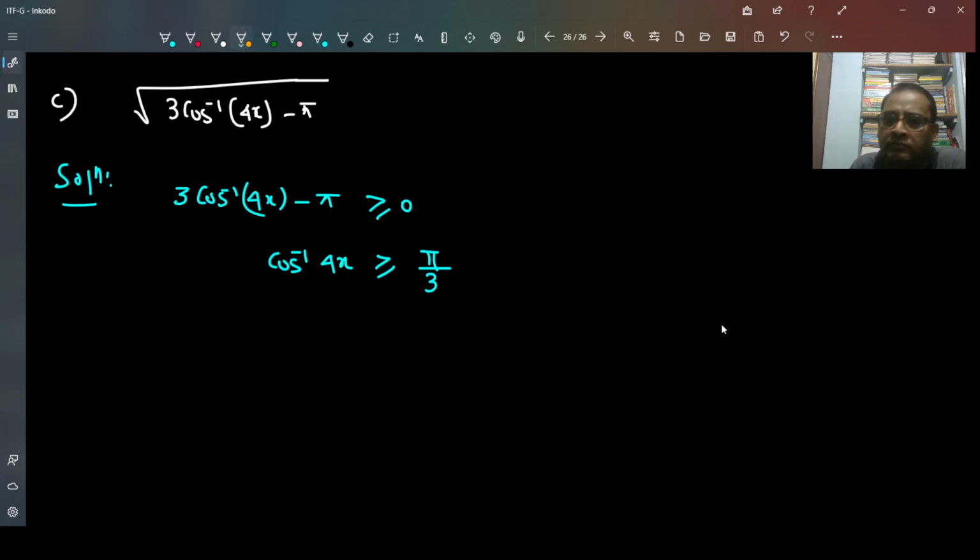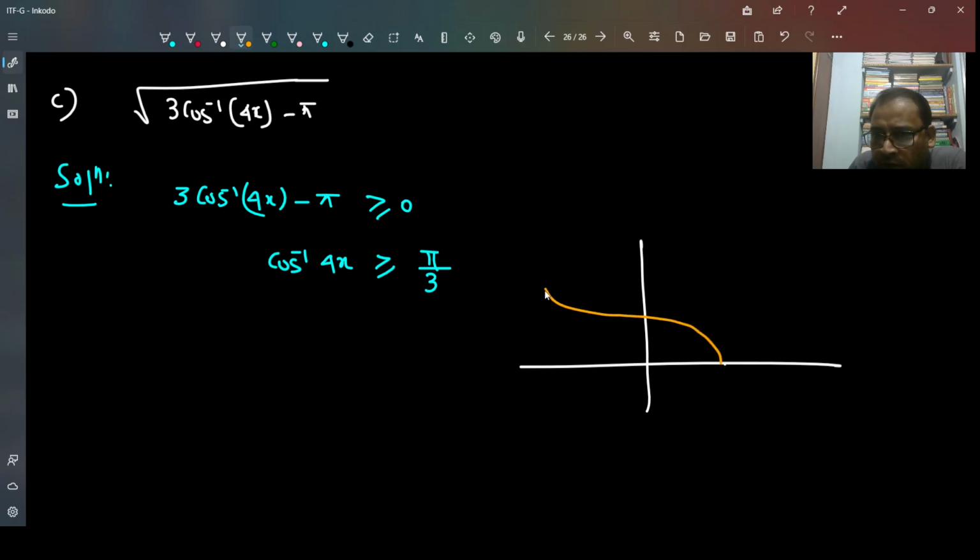Okay, now look at the curve of cos inverse x. It is at the point minus 1. This is at the point 1. At the point 0, it is pi by 2.